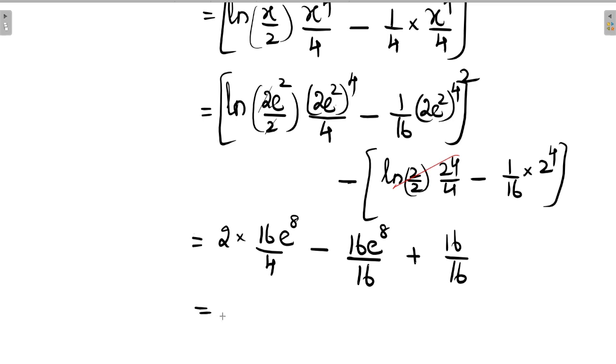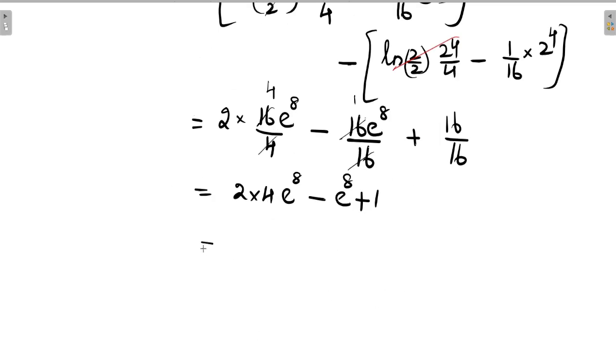Now we can simplify that. This is 1. This is 4. So 2 times 4 into e power 8 minus e power 8 plus 1. So 2 into 4 is 8. So that is 8 e power 8 minus e power 8 plus 1. That is 7 e power 8 plus 1. This is the answer, simplified form.